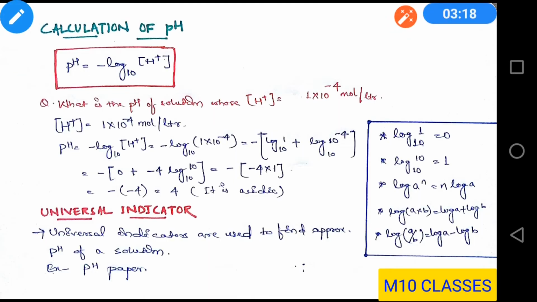Calculation of pH. Students, this calculation is beyond the scope of your NCERT syllabus, but just to let you know how it is calculated, I have kept it here in this topic. If you don't know about logarithm, you will read it in class 11th also. But for your knowledge, I have just kept some simple formulas related to logarithm. Now see, what is pH? pH is minus log base 10 of hydrogen ion concentration.